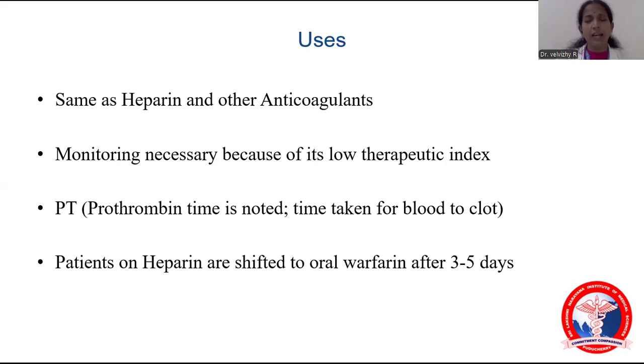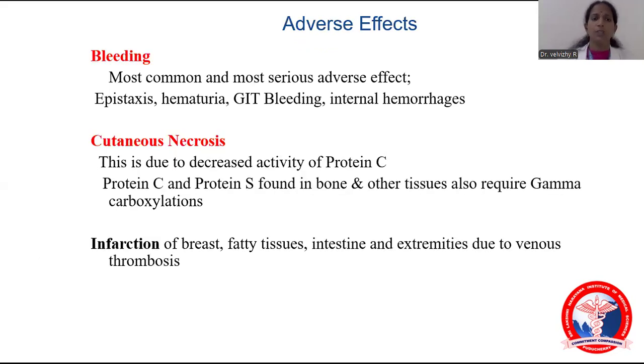So it has a very narrow therapeutic range. So we always monitor here, in this case we always monitor PT-INR. Okay, prothrombin time we take. So coming to the adverse effects, it also produces bleeding manifestations like epistaxis, hematuria, internal hemorrhages, and it produces cutaneous necrosis due to inhibition of factor C.